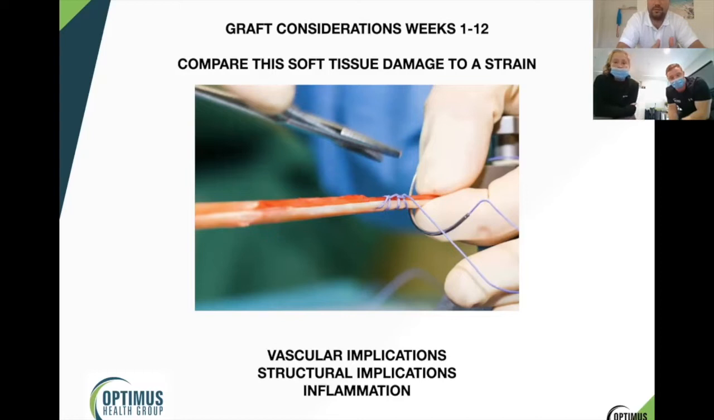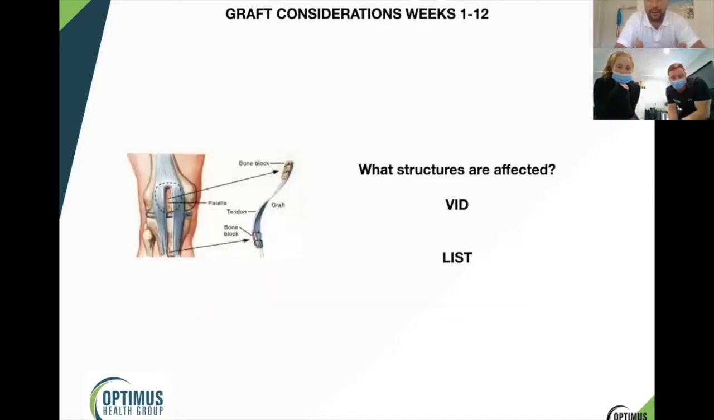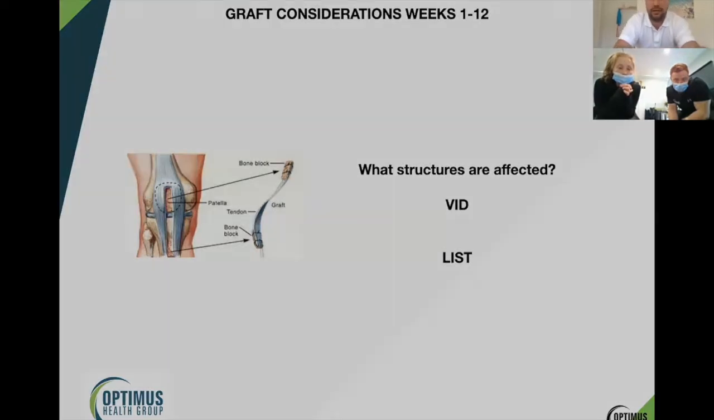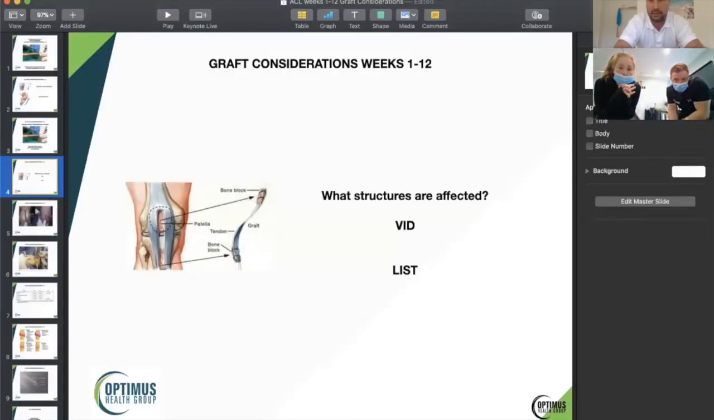So if you had to compare these grafts to a regular muscle strain, how do you think it's different? It's a lot more aggressive because they peel apart such a long strip to get the graft. Yep. There's a lot of damage, isn't there? So I'm going to show you a video, and I want you to make a list, after you've watched it, of what structures you think are affected when harvesting a graft. I'll show you here.